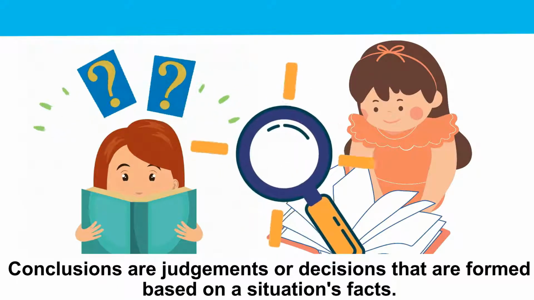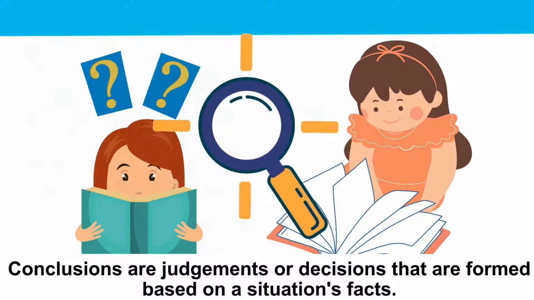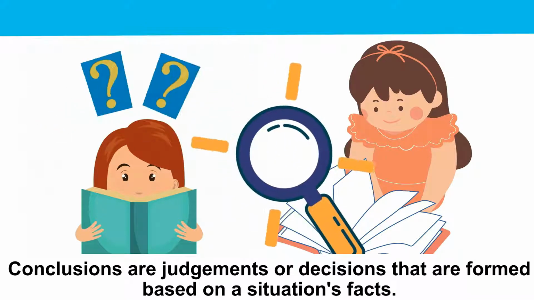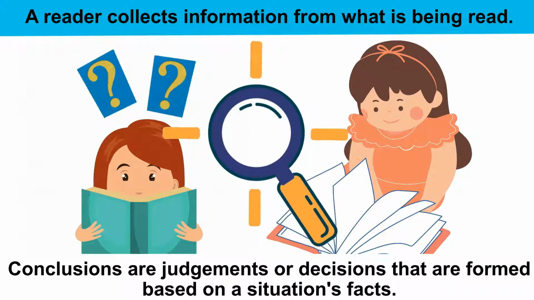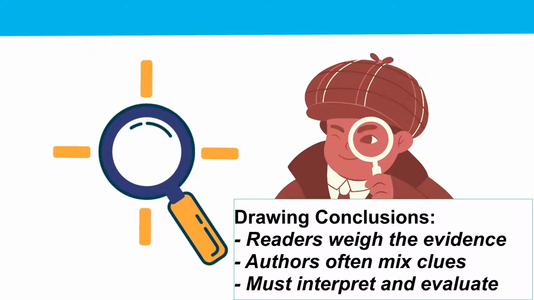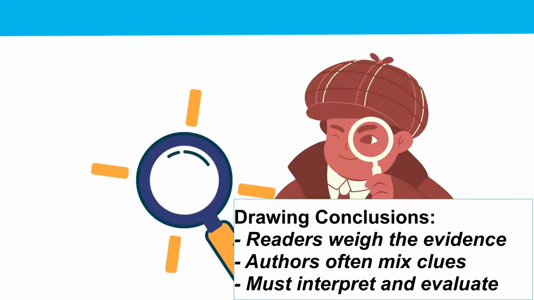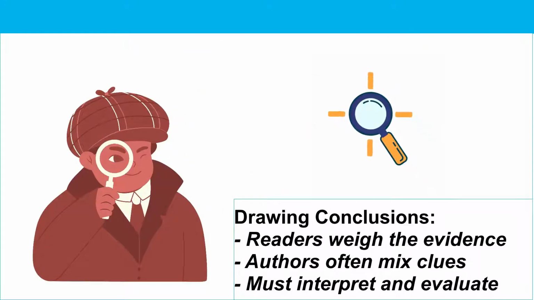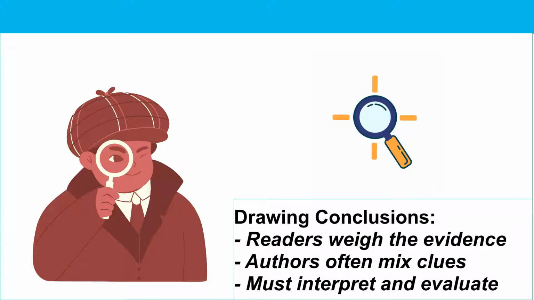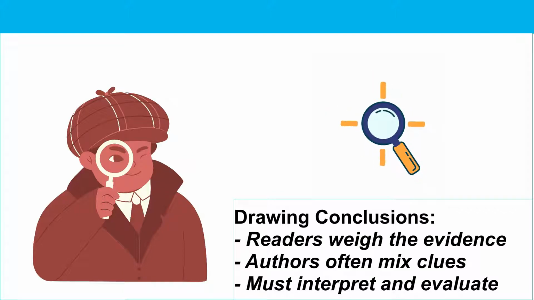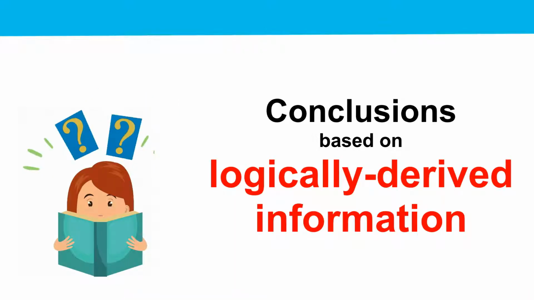In reading, conclusions are judgments or decisions that are formed based on a situation's facts. A reader collects information from what is being read. Readers weigh the evidence. The evidence proves what is going to happen or the next logical step in the information series. Authors often mix clues throughout a text in a random manner. This means that you as a reader must interpret, evaluate, and then draw conclusions. As a young reader, you must make conclusions based on logically derived information.